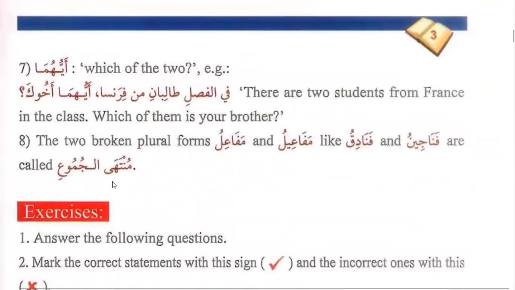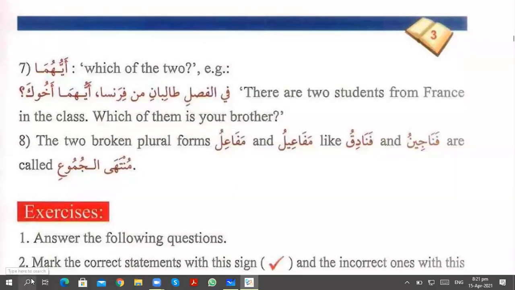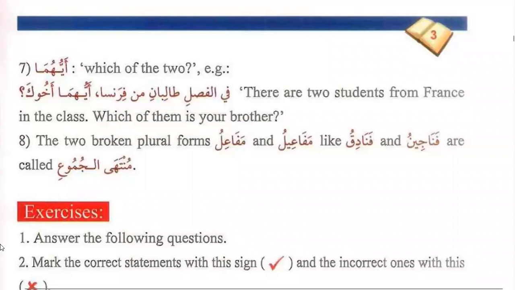Next. Continue. Ayuhuma, which of the two? Fi fasli talibani min firansa, ayuhuma akhuka. Ayuhuma akhuka. There are two students from France in the class. Which of them is your brother?